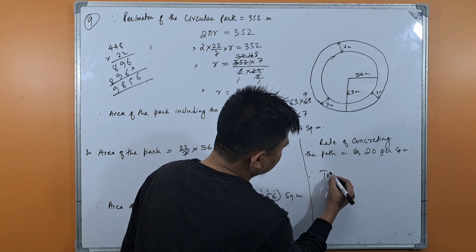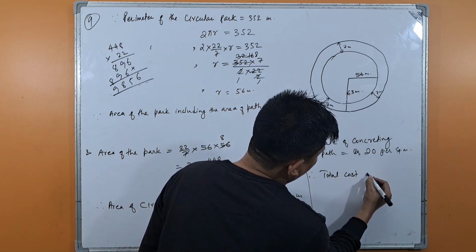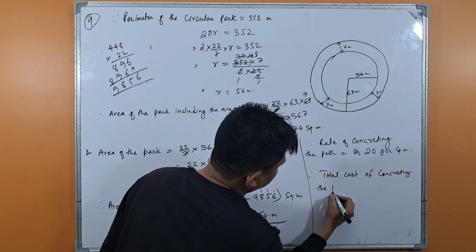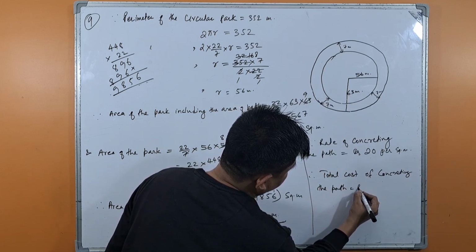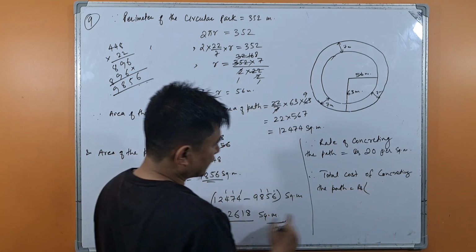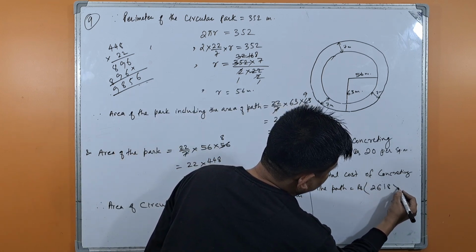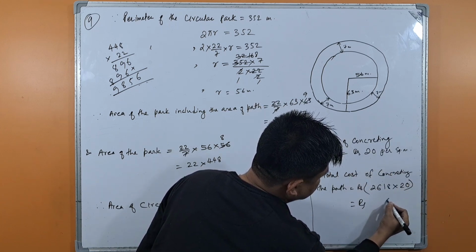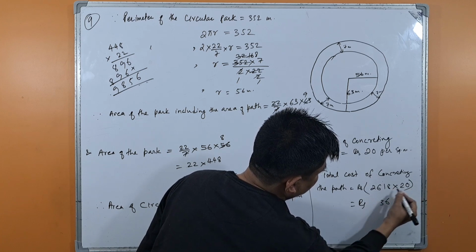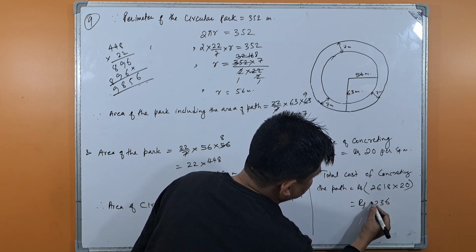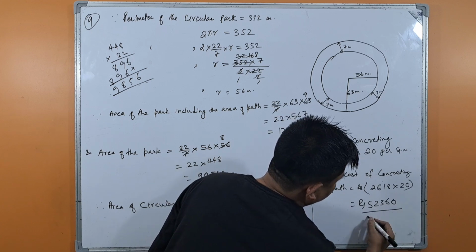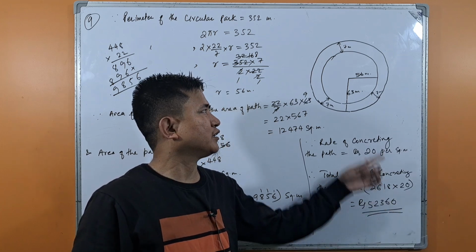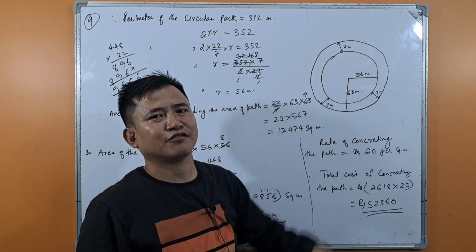Therefore, total cost of concreting the path equals rupees 2618 into 20. 2 8s are 16, 2 1s are 2, plus 1 is 3, 2 6s are 12, 2 2s are 4, plus 1 is 5. This 0 we put here. 52,360 rupees is required to construct the circular path around the circular park.